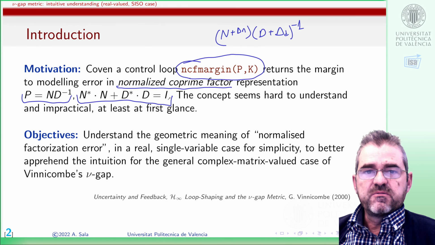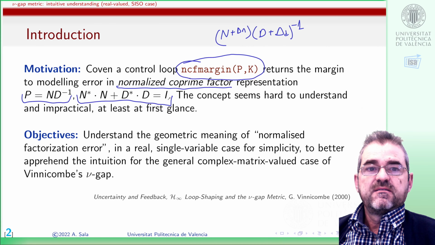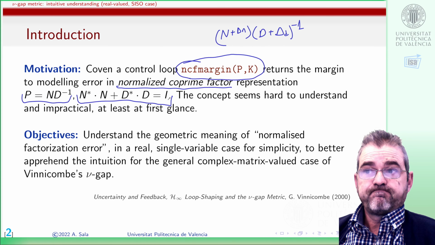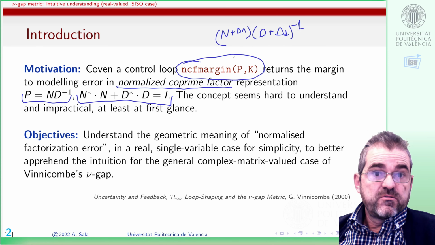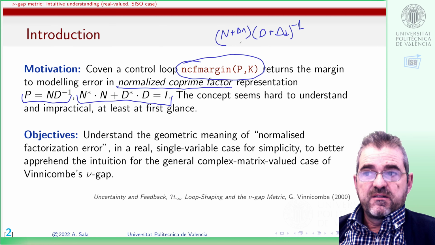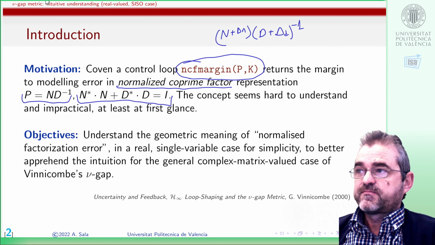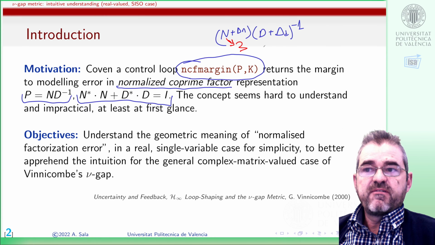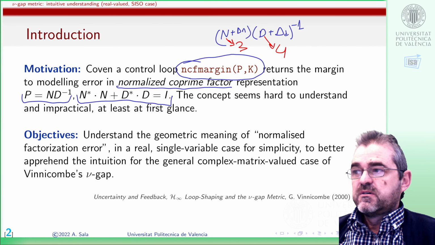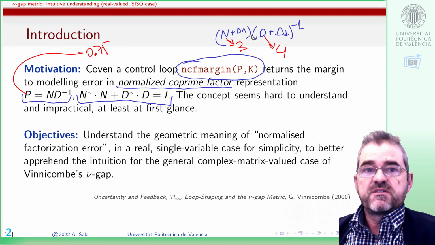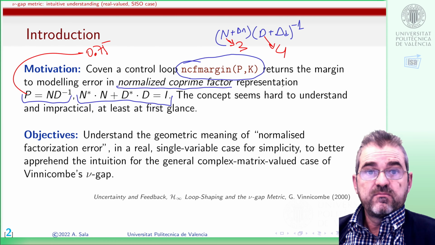If we are thinking in transfer function matrices, the concept seems very abstract and impractical, hard to understand at first glance. So, in order to better grasp the idea of what this is all about, we will just assume, for instance, that the numerator is 3, the denominator is 4, so P is 0.75, so we'll try to understand the meaning with this simple example.